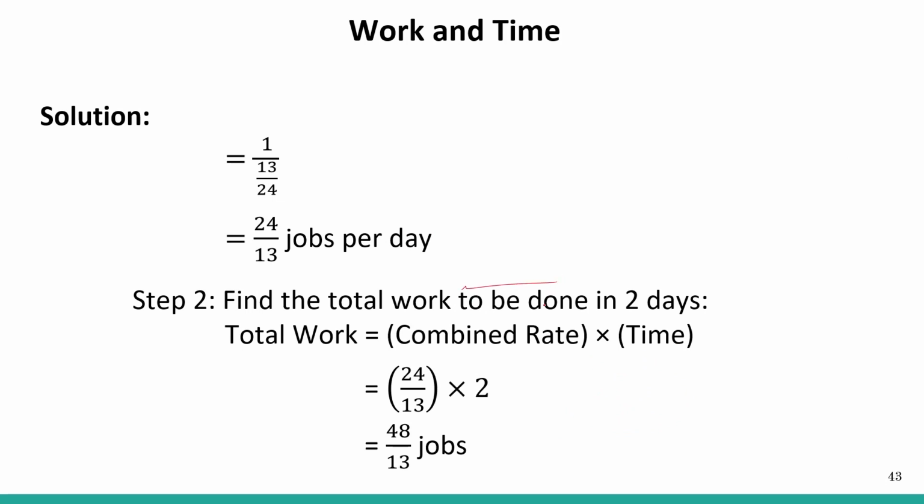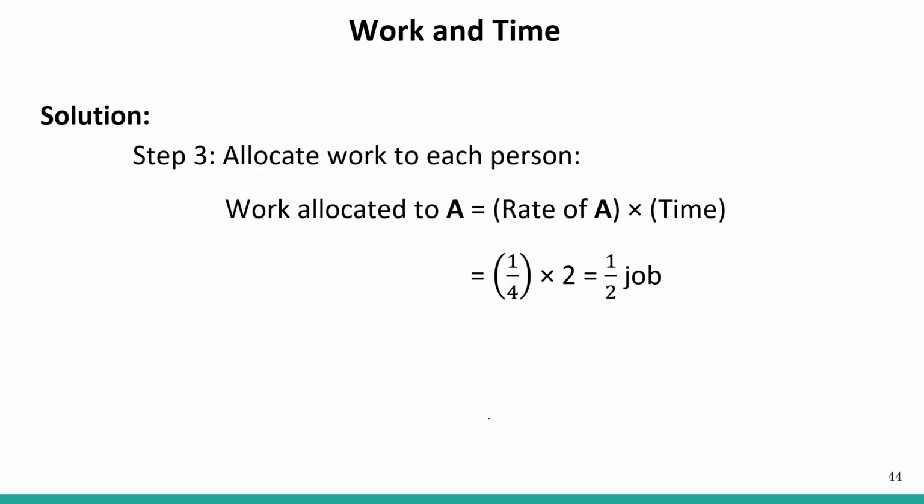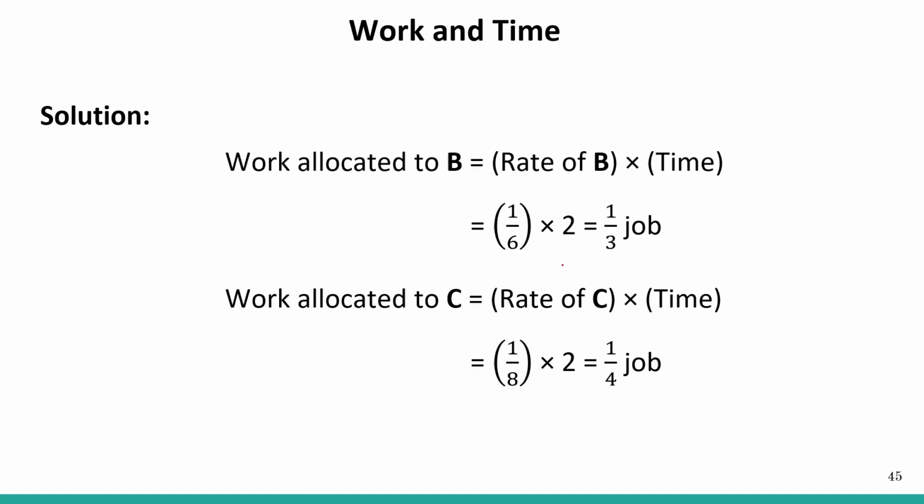So find the total work done in 2 days. So total work is equal to combined rate into time. 24 by 13 into 2 is equal to 48 by 13. Okay, so this is the correct answer. So allocate work to each person. So allocated work to A is equal to rate of A into time is equal to 1 by 4 into 2 is equal to 1 by 2 of job. So work allotted to B is equal to 1 by 6 into 2, that is equal to 1 by 3 job. Work allotted to C is equal to rate of C into time is equal to 1 by 8 into 2 is equal to 1 by 4 job.